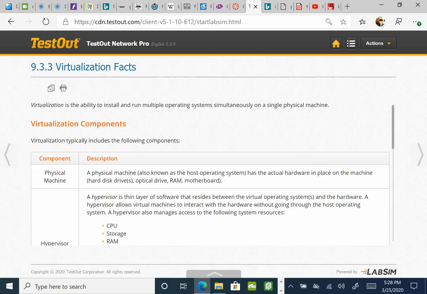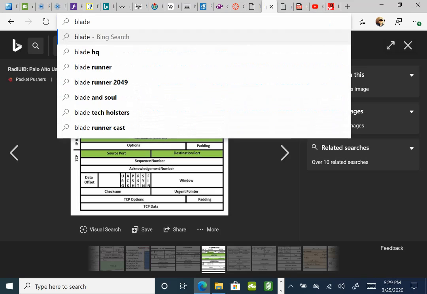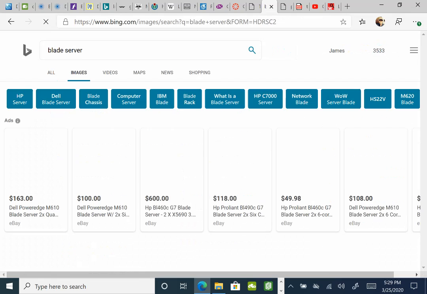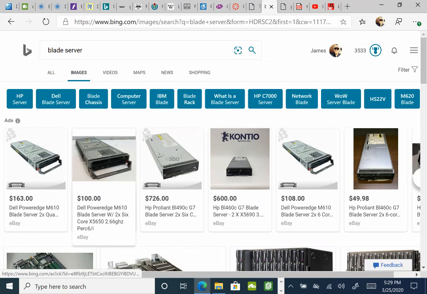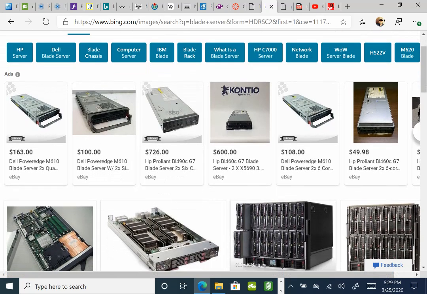But virtualization is the ability to install and run multiple operating systems simultaneously on a single physical machine. And really what's happening out here, if I can, let's look up Blade server. Really what happens is they go out and they buy these Blade servers. So this is all one server right here. But it doesn't really work unless you put it into one of these. So you can see this one's got 1, 2, 3, 4, 5, 6, 7, 8, 9.